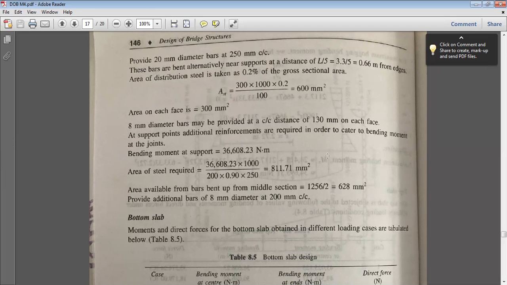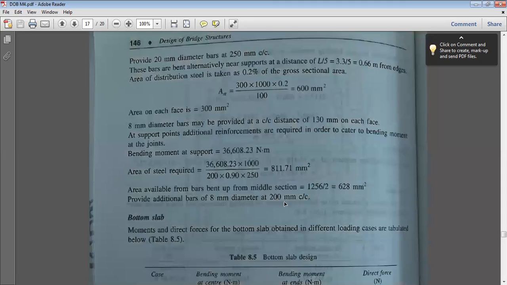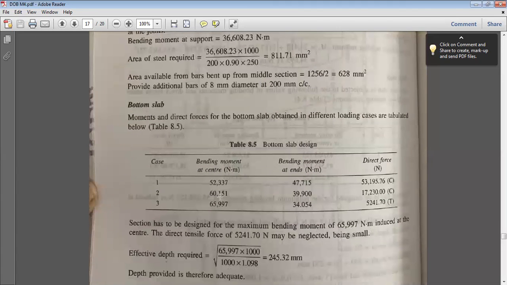So near the support I will be getting 1256 by 2, that is 20 at 215 is nothing but 1256 mm square. If I alternatively bend it, I will get 628 mm square near the support. So additional reinforcement shall be provided to satisfy this difference, that is 811 minus 628. Clear. Next, design of bottom slab.